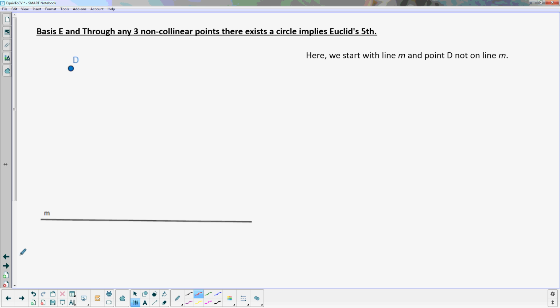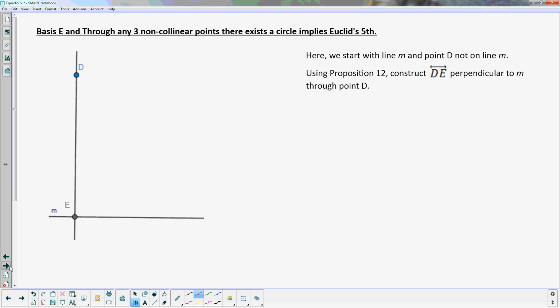So with half of this proved, we're now going to shift our focus and assume the substitute, that through any three non-collinear points there exists a circle, and we're going to prove Euclid's fifth postulate using that. We start with line M and point D that's not on line M. We then use proposition 12 to construct line DE that's perpendicular to M through point D. So I've just given myself a perpendicular line.